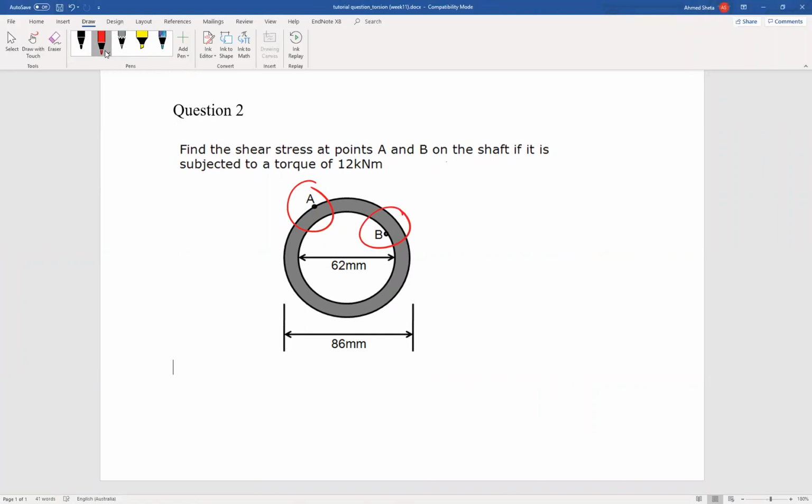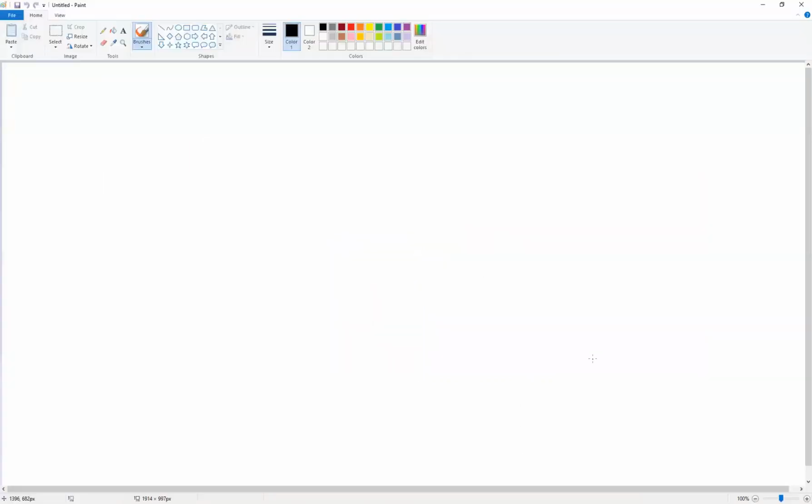So we have an applied torque T equal to 12 kilonewton meter. Okay, this is the same idea. Just we have 2 points to find the stress, one on the outer perimeter and one on the inner perimeter. Okay, so now shift to the second question.